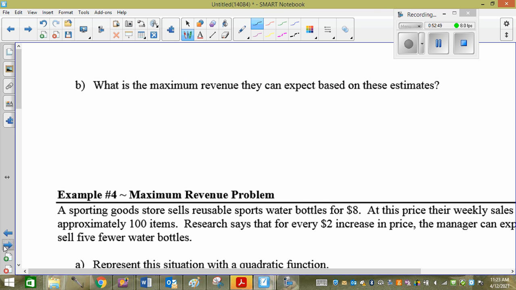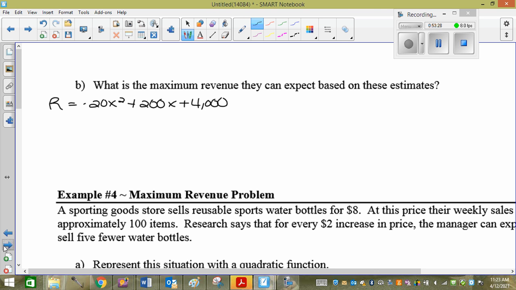What is the maximum revenue they can expect based on these estimates? So what I'm going to do is just rewrite out that revenue equation. So revenue is equal to negative 20x squared plus 200x plus 4,000. How do we get our maximum? Amelia, how do we get our maximum if we have an equation like this? What do we have to convert it to? What type of equation gives us our maximum? Vertex. Vertex form, exactly. Yes, David.